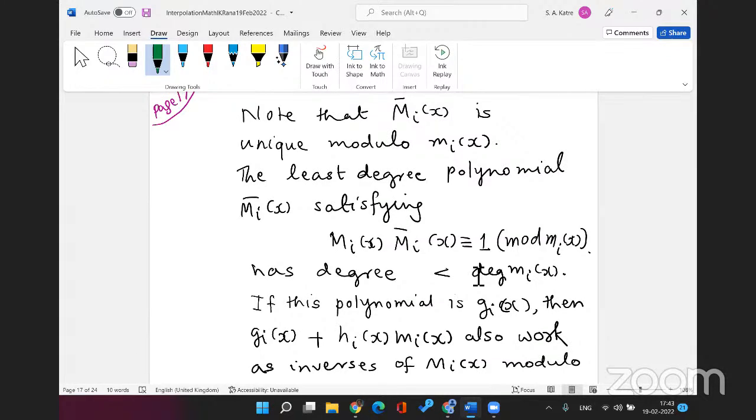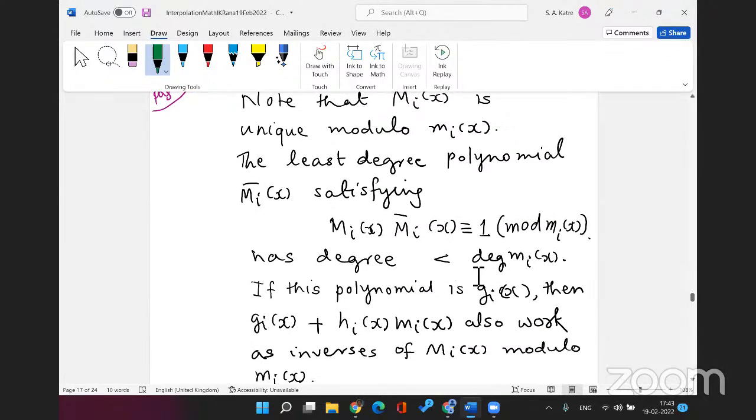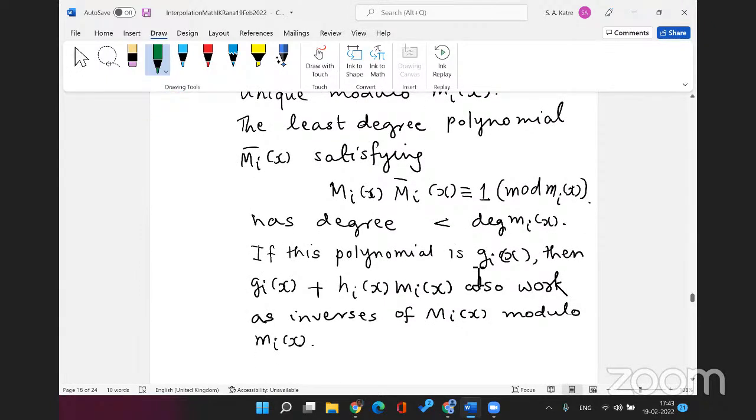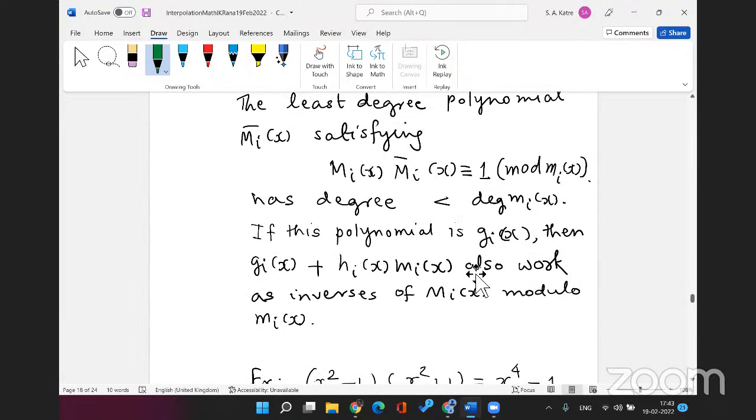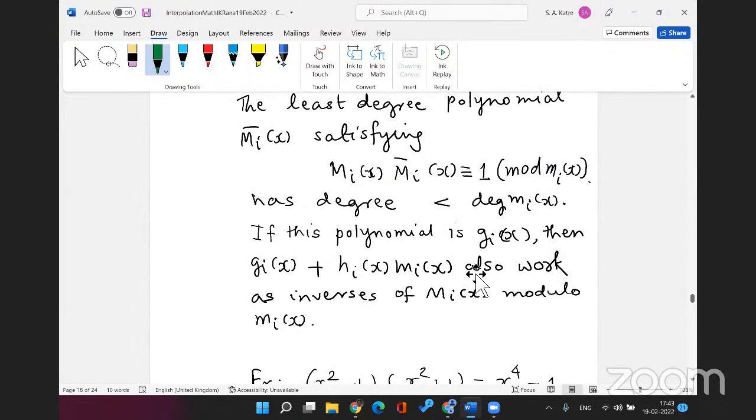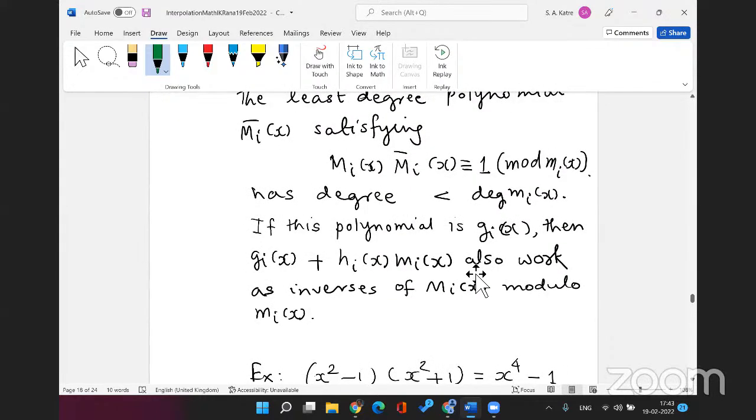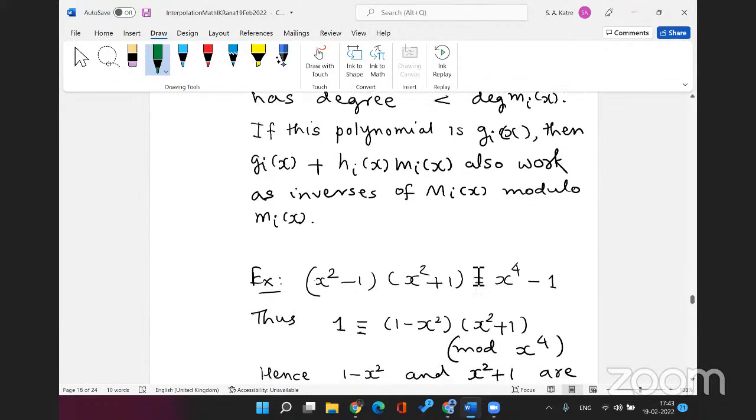It is the least degree polynomial m_i bar(x) satisfying m_i bar equal to 1 mod m_i(x), which has degree less than the degree of m_i(x). Of course it cannot be 0, so it has some degree. All solutions, if you want: if g_i(x) is one such polynomial, then you can add multiples of m_i(x). So g_i(x) plus h_i(x) into m_i(x) also works as inverse of m_i(x) modulo.